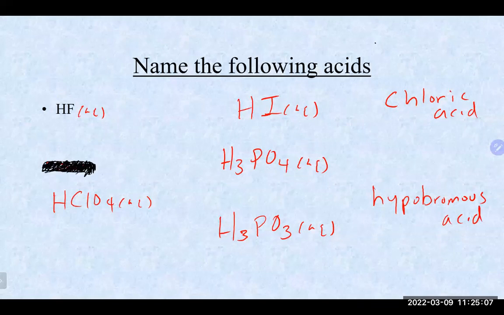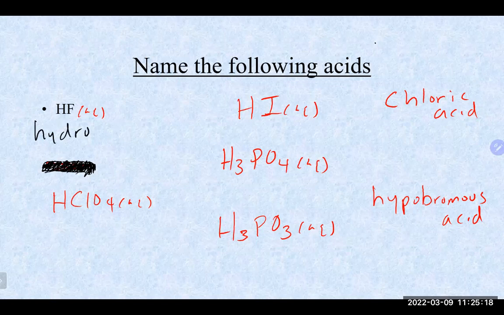Okay, let's take a look. Starting with the first one, we have HF. We do not see oxygen, so that means it should start with hydro, something ic acid, the middle part filled by the negative guy here, which is fluoride. So this would be hydrofluoric acid.